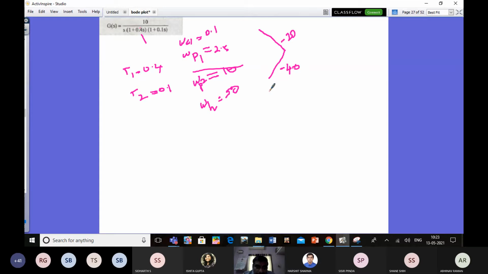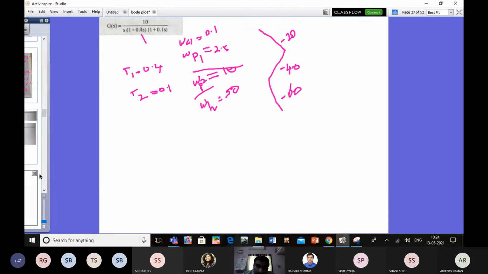Next, omega equal to 10 means it is a pole or zero. Again you can see omega P2, that T is equal to 0.1 second. That corner frequency will be 10. So omega P1 is the corner frequency 2.5 with T equal to 0.4, and omega P2 is the corner frequency 10 with T equal to 0.1. That is also a pole and it contributes minus 20 dB per decade. What is the change in the slope then? Minus 40 plus minus 20, we get minus 60 dB per decade slope.